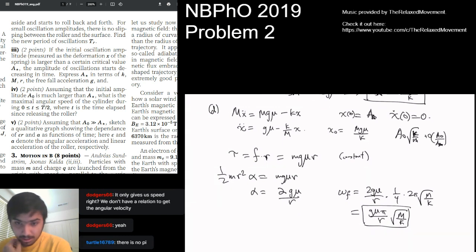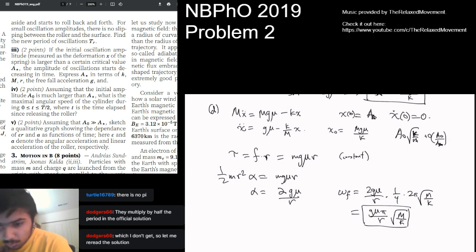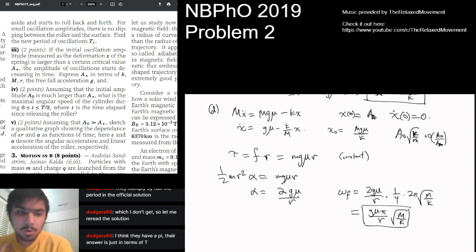There's no pi. Wait, but Turtle said there's no pi. How is that getting resolved? Because there should be a pi. How is there no pi? That doesn't make any sense. Oh, the answer is in terms of capital T. So you're saying the answer is g mu over r times T? That's what they're saying it is?